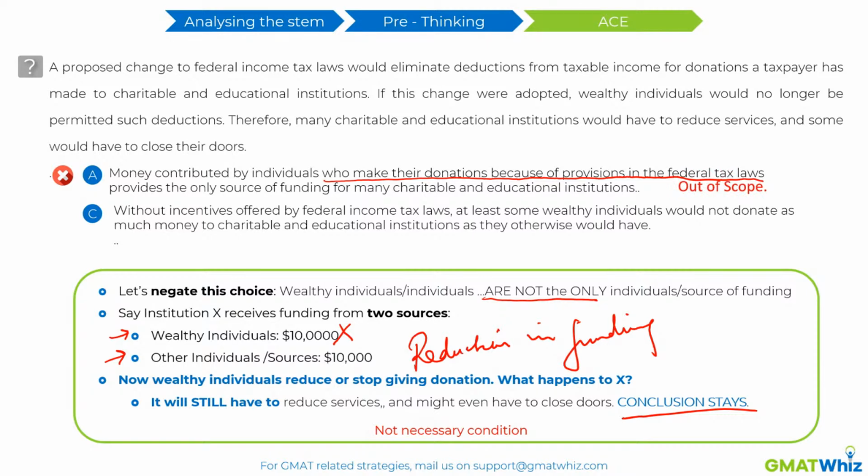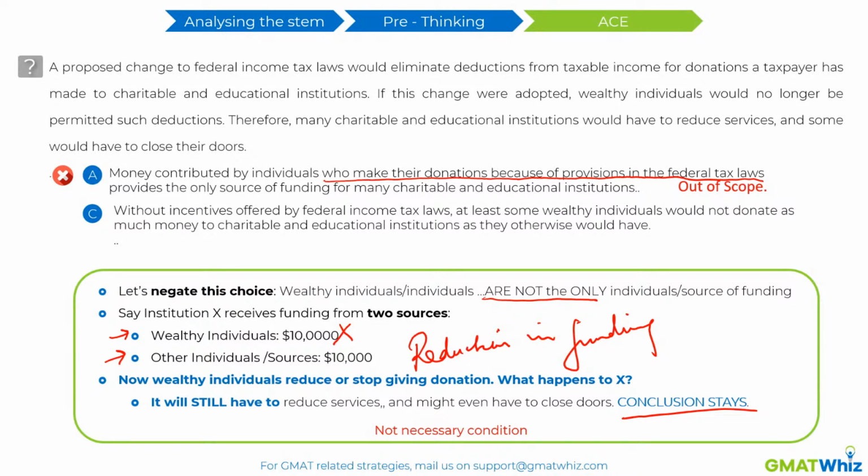A is out of scope because it does not tell you that reduction is not going to happen, or it's basically telling you that there will still be reduction in the funding. So it is not a necessary condition, and therefore A is out. Although it supports the conclusion that charitable institutions would have to reduce services if the wealthy individuals are the only source, the wealthy individuals don't have to be the only source.